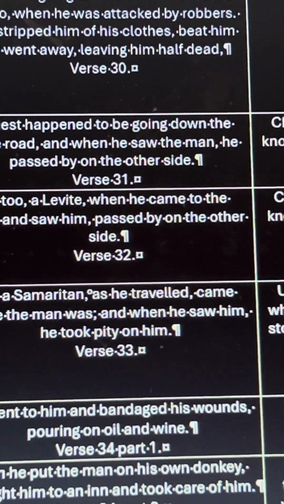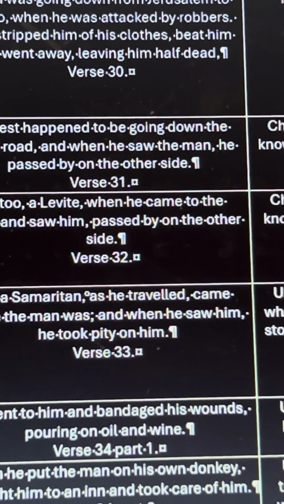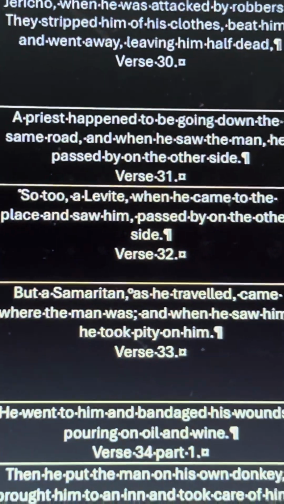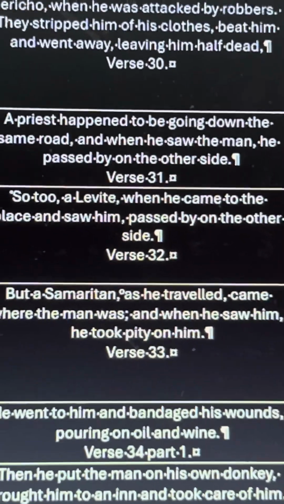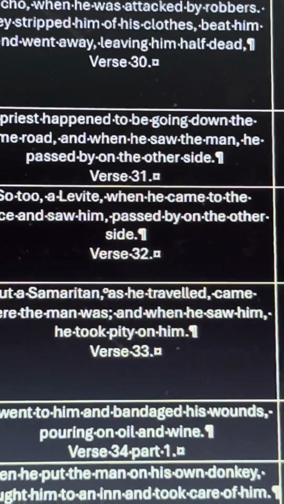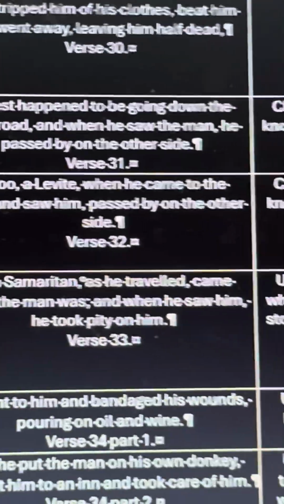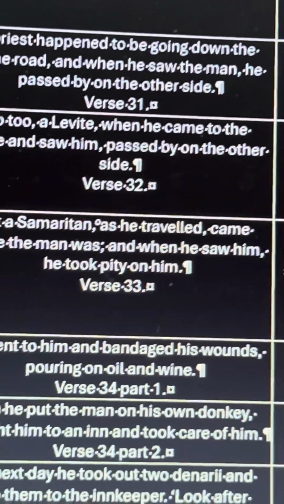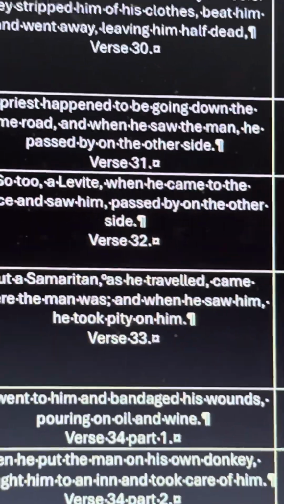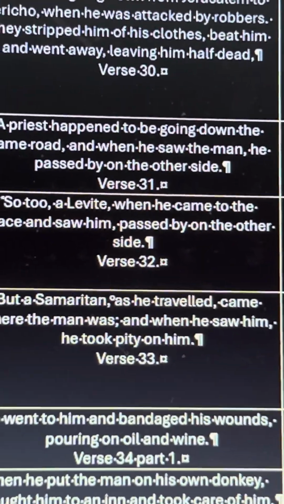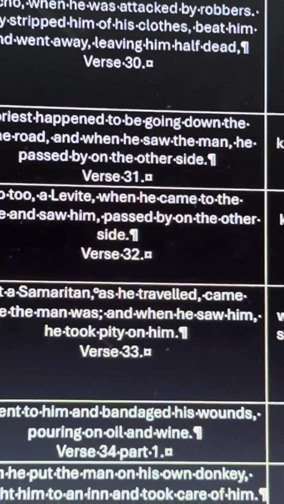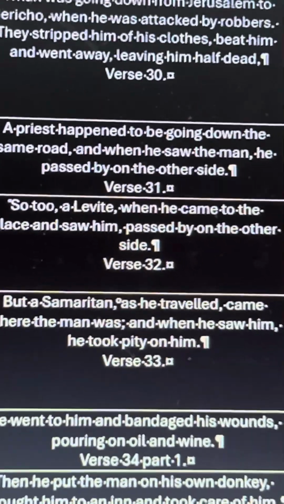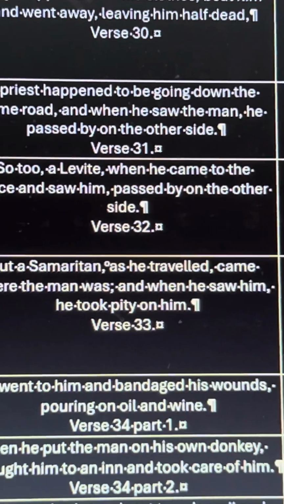This man was an outsider, but he took pity. He took pity on the Jew, on the poor man who'd been attacked. He took pity on him when the two men that should have taken pity on him, the priest and the Levite, didn't. But the man who was not even a member of the man's race, he took pity on him.